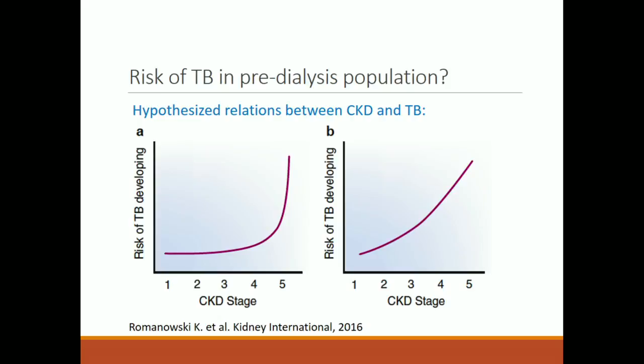So we can briefly hypothesize there might be two kinds of relation between chronic kidney disease progression and TB. On the left-hand side is one possible scenario where only the late stage, stage 5 disease, is associated with risk of TB, but the earlier stages of CKD are not. On the other hand, it's also possible that the earlier stages of CKD might be associated with risk of TB. So with that, we aim to study the impact of the full spectrum of CKD staging on the risk of TB using a cohort study from Taiwan.